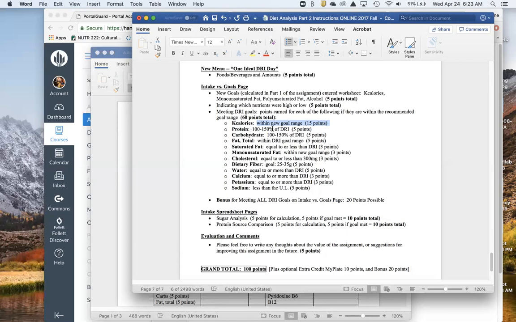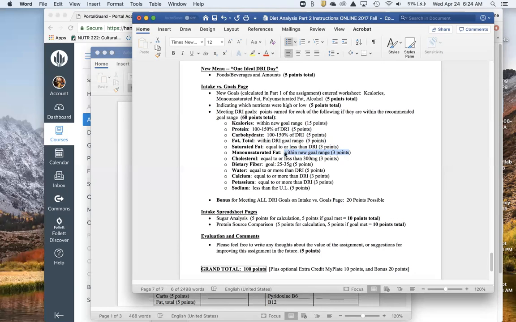Protein, you can be between 100 and 150%. Carb, 100 to 150%. Fat within DRI goal range or less. Saturated fat, equal or less than DRI. Monounsaturated fat within new goal range. The monounsaturated fat had the same goal as the saturated fat, but you could also multiply the saturated fat times 1.5. And this is on the instructions.